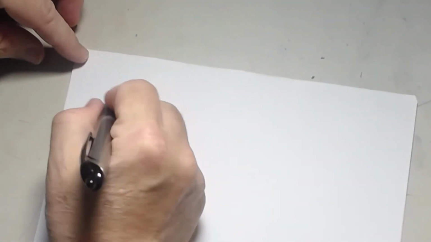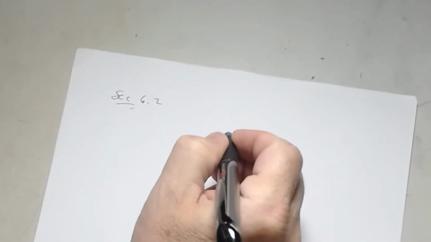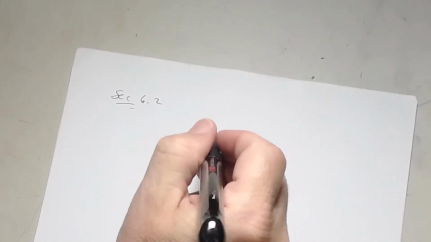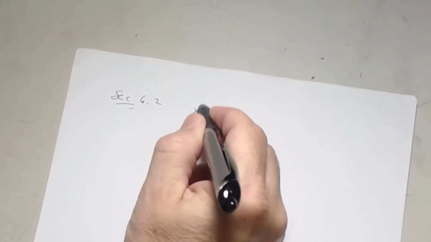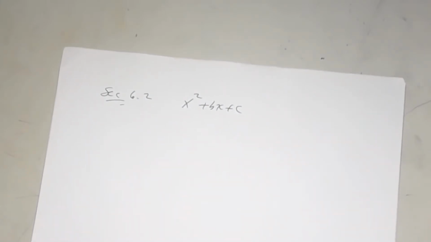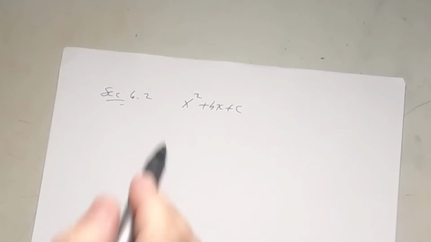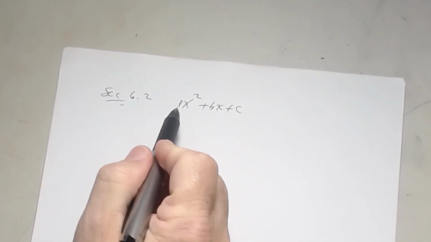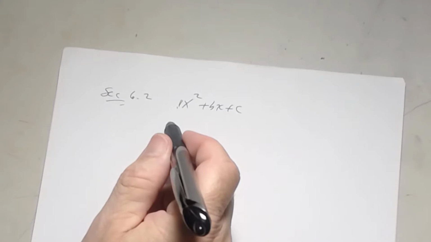So let's look at this idea. This is section 6.2. Now this is the easy section, the easier section of all the factoring, only because it's going to look like this: x squared plus bx plus c. Remember a trinomial has how many terms? 3. That's why it's called trinomial. The coefficient of the squared term is going to be a 1 right here, so it's easy to figure out.